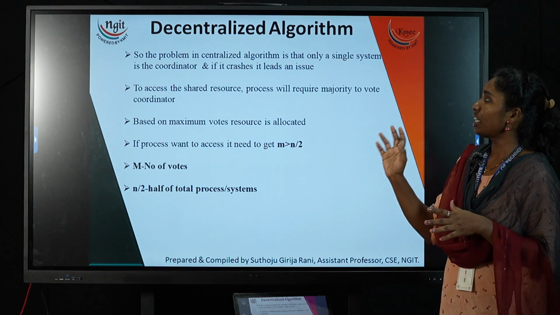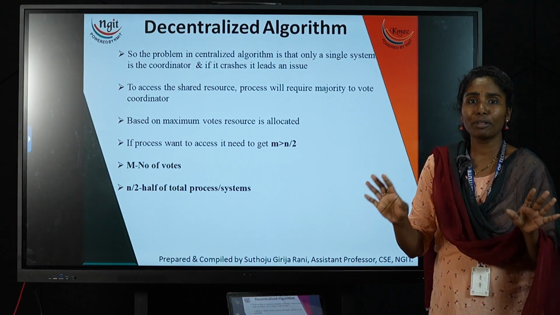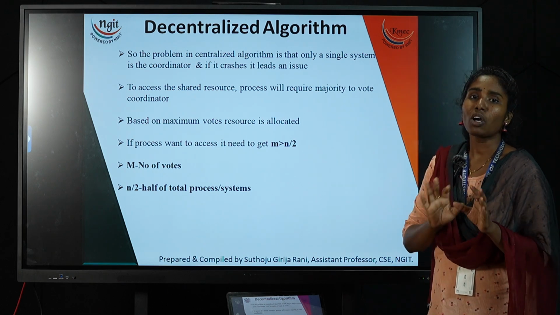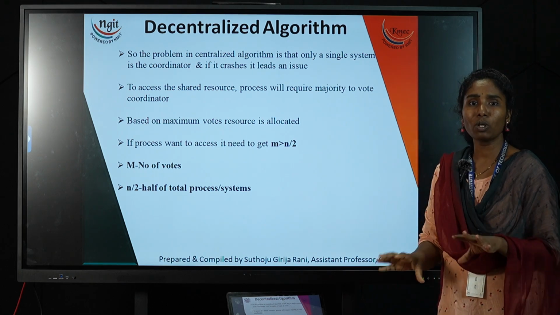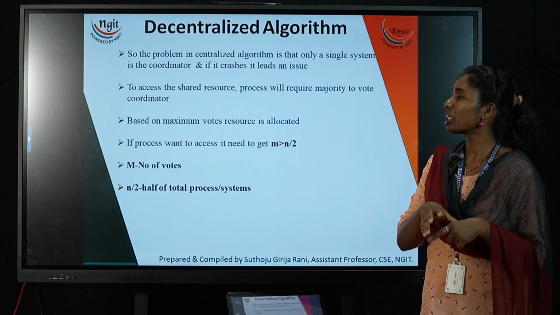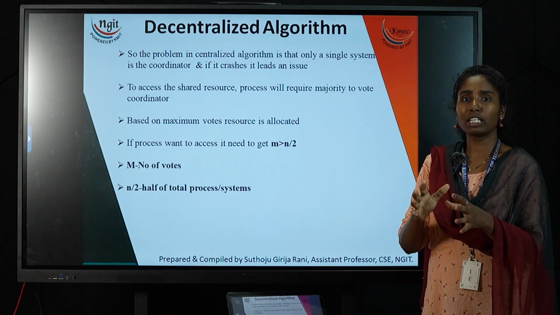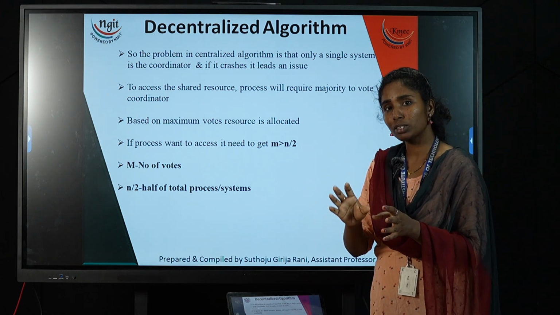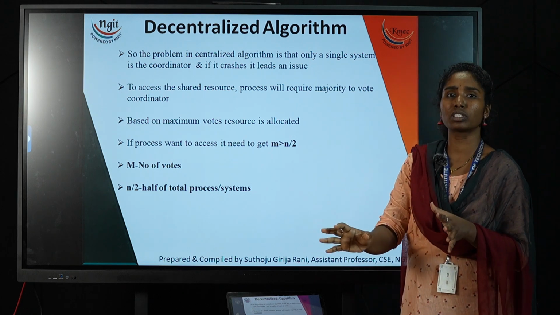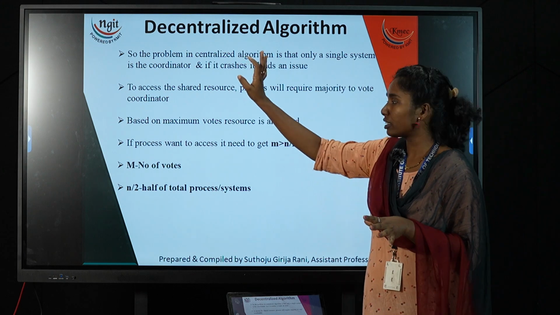Now moving to the decentralized. Decentralized is nothing but there is no coordinator kind of thing. All the processes will have an equal chance, right? Whenever they get a chance to utilize the resource, they will be utilizing it. Whenever a process needs a particular resource, that process must win the majority of the votes. So that is the only thing we can discuss in the decentralized, right?